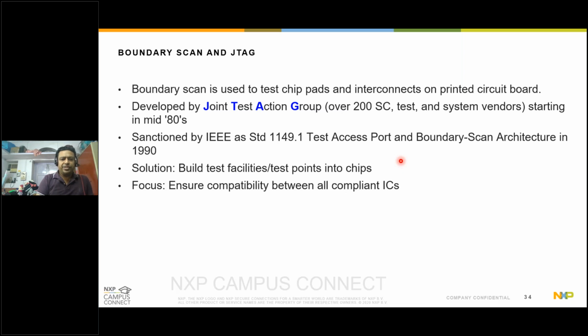The boundary scan testing provides a solution for building test facility within an SoC, and it also identifies the test points in the chip. The focus here is to ensure compatibility across all the ICs. Since it is a standard, all the ICs adhering to this particular standard can be tested on a printed circuit board.